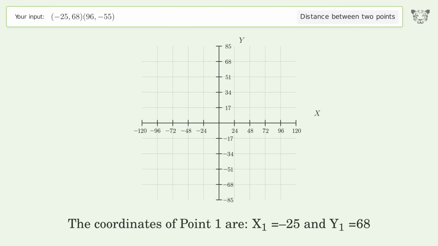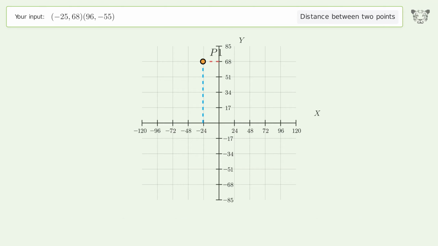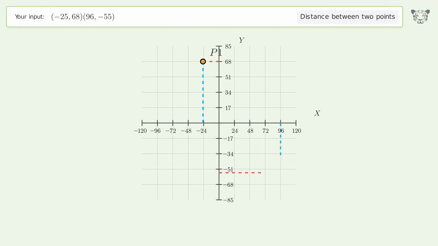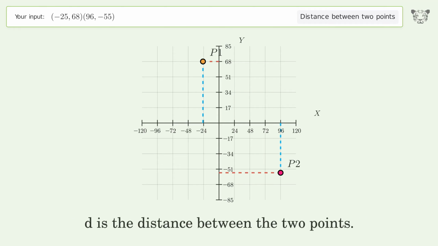The coordinates of point 1 are x1 equals -25 and y1 equals 68. The coordinates of point 2 are x2 equals 96 and y2 equals -55. D is the distance between the 2 points.